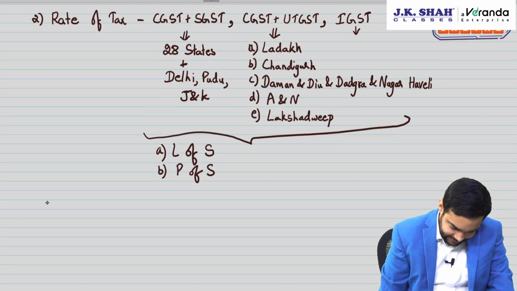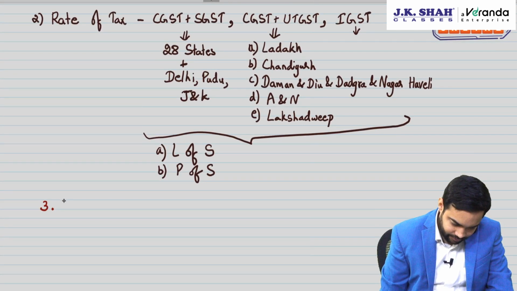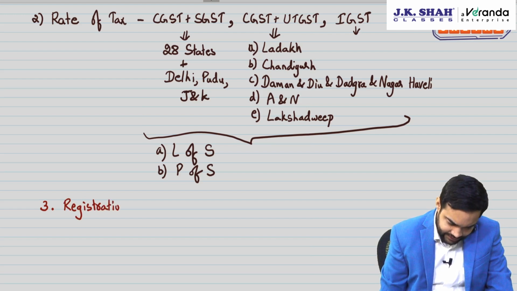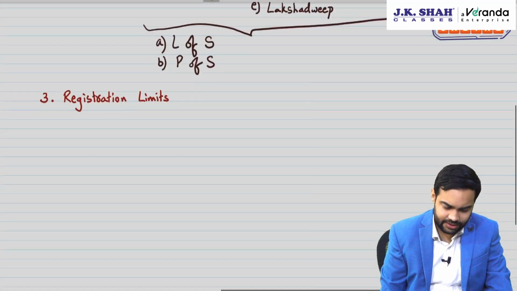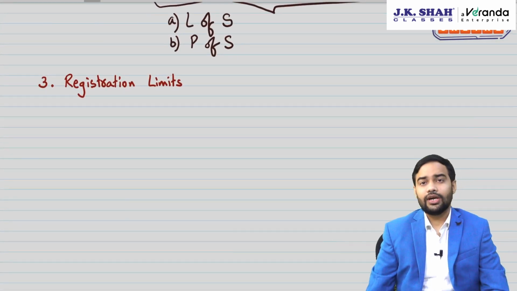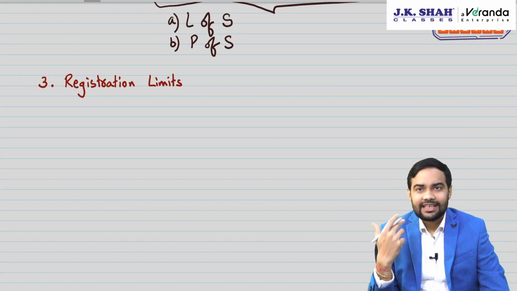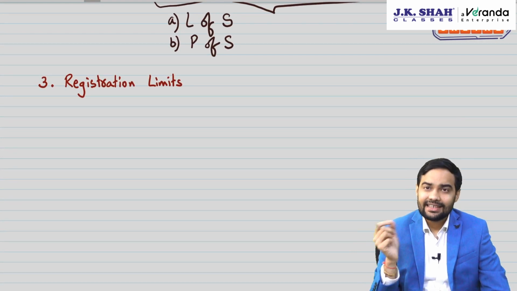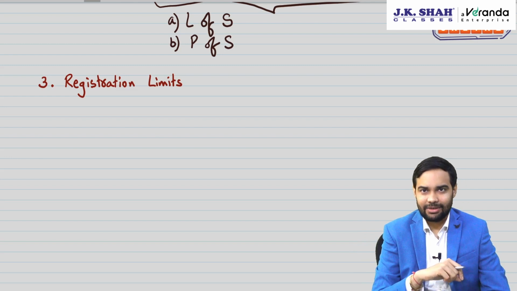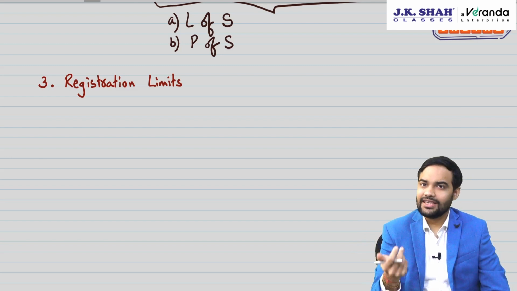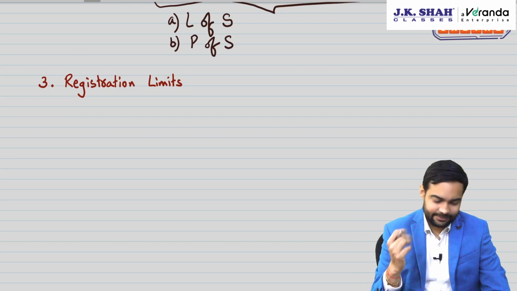Third, the third topic is related to registration limits. Very important discussion, because until and unless we know the registration limits, we will not be able to go through all the provisions applicable. Because in various exemption entries, there is a reference to registration limit. So we need to be aware of the registration limit beforehand.